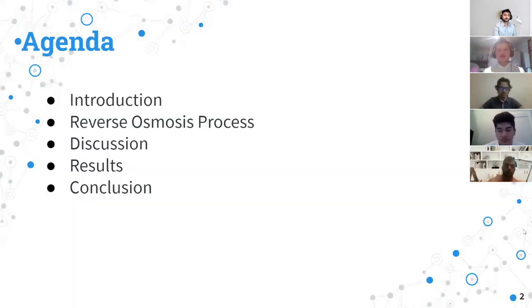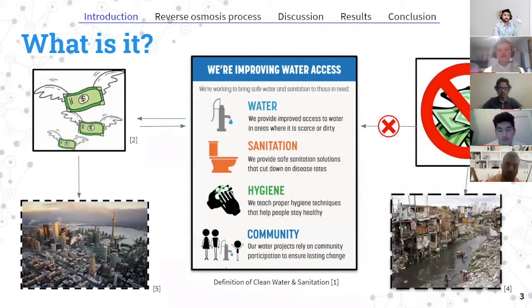What is access to clean water and sanitation? Access to clean water and sanitation includes having clean water and washing our hands, using the toilet, and mainly drinkable water. Overall, the majority of these resources are dependent on money.